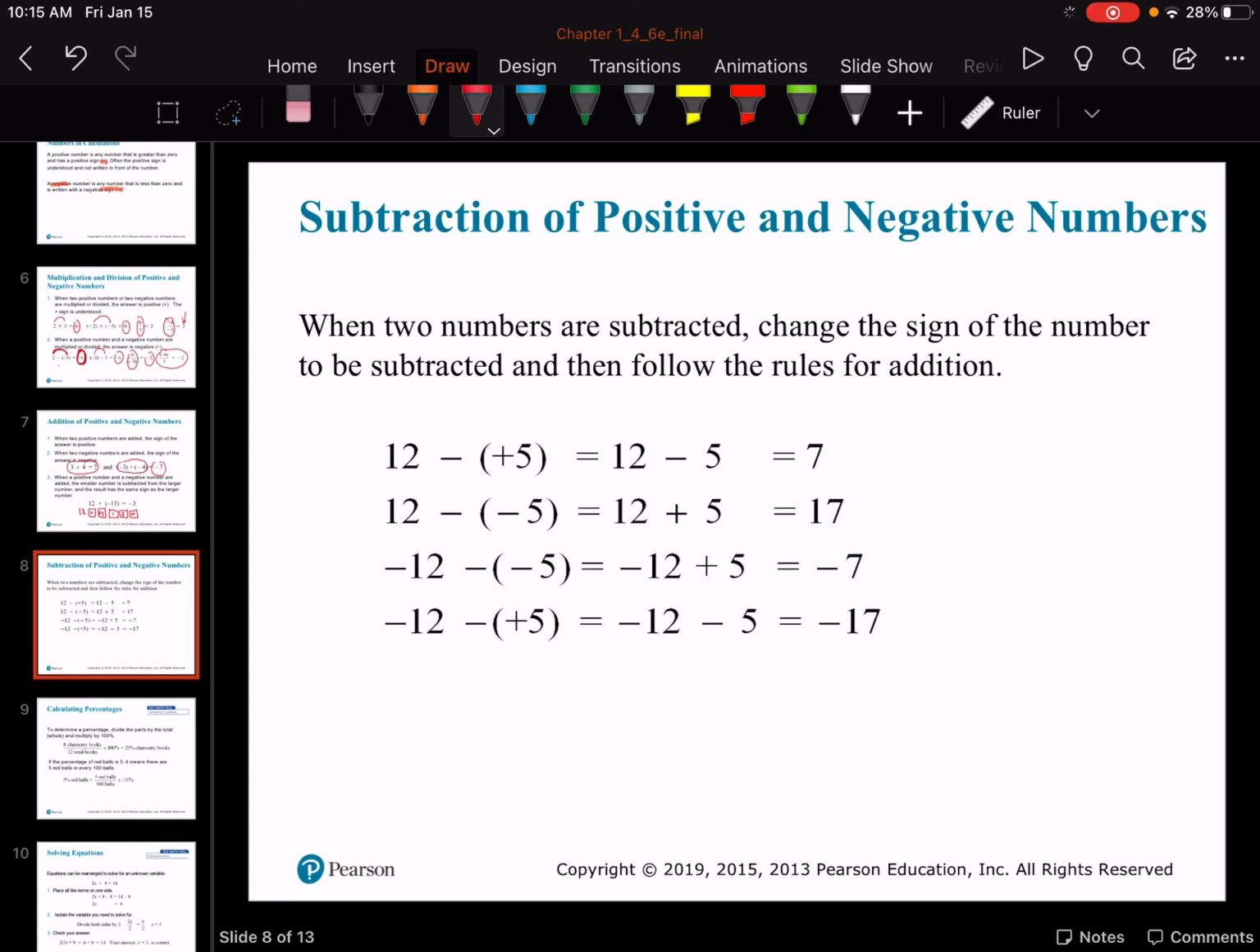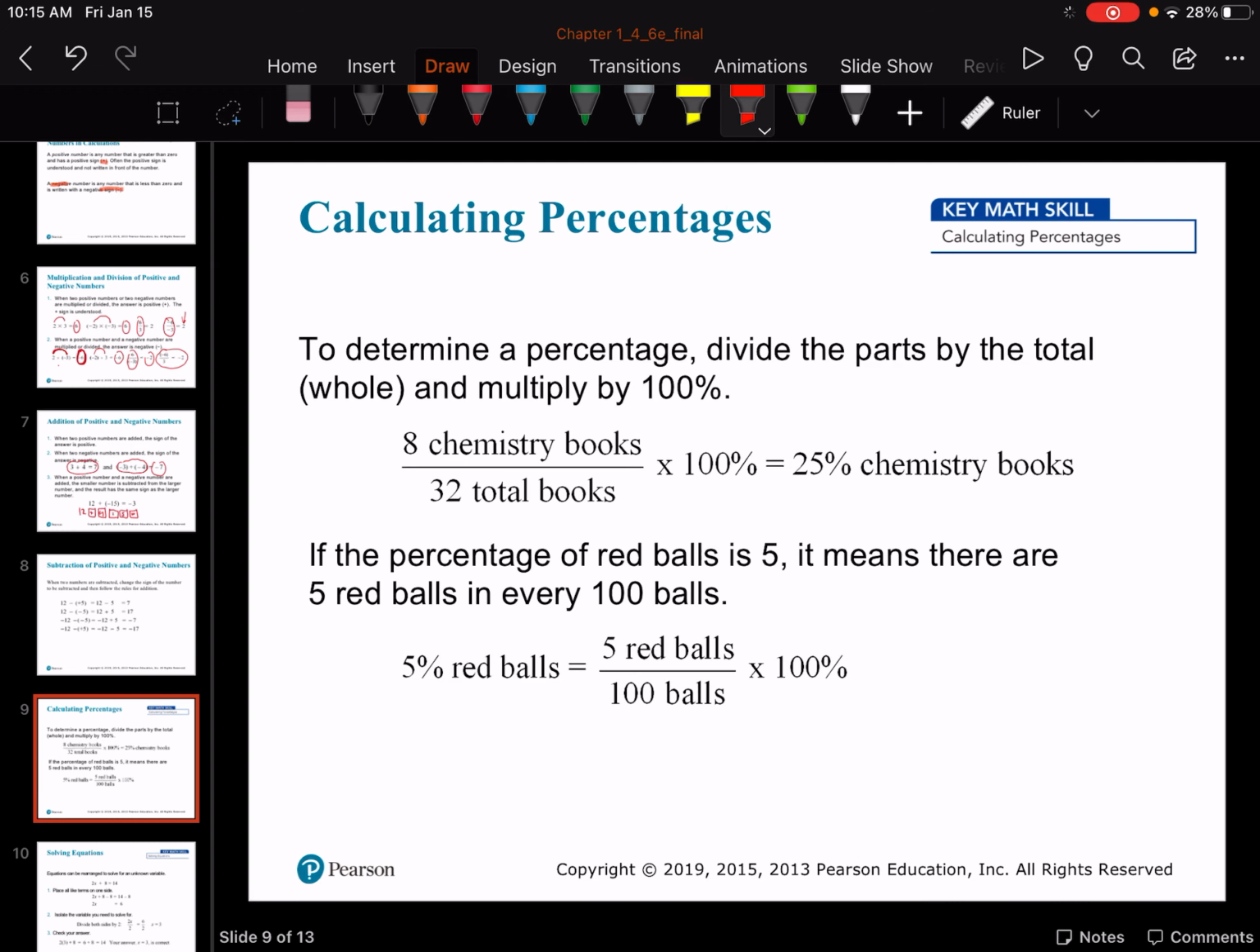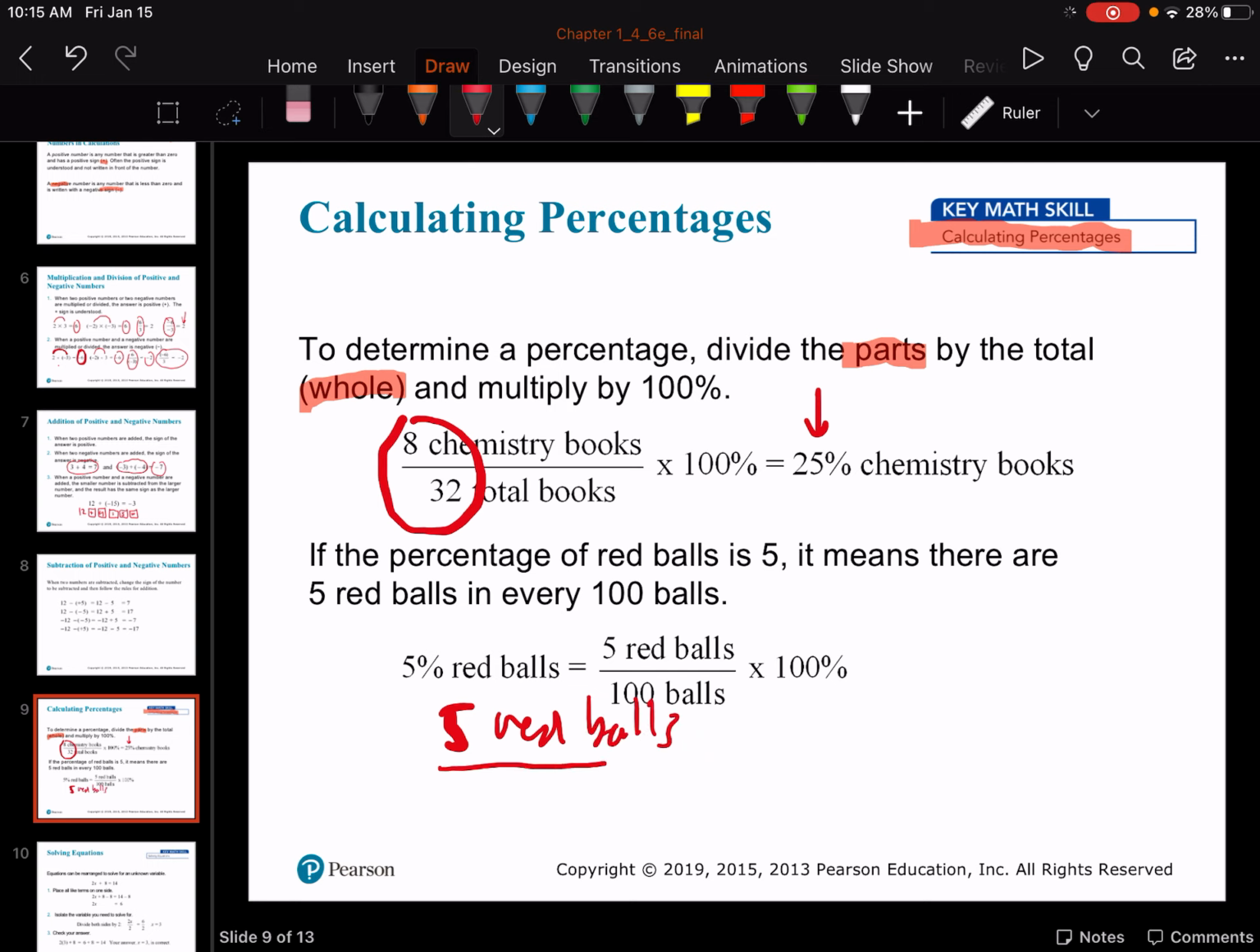Okay, so the next key math skill is calculating percentages, okay? For percentages, you divide the part by the whole and you multiply by 100, okay? So if you have 8 chemistry books and you have 32 books total, 8 divided by 32 times 100 gives 25%, okay? And then going backwards, if a percentage of red balls is 5, that means you have 5 red balls over 100 balls, right? That's what 5% means. And of course, multiplied by 100%. How do you spell 100?